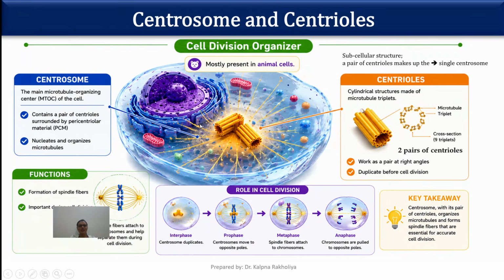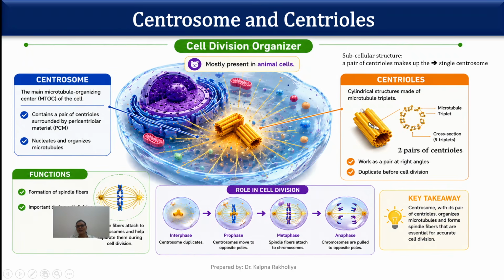So what is the function of the centrosome? It forms the spindle fiber during cell division. It duplicates during the interphase of the cell division cycle. And what is the composition of the centriole? The centriole is a subcellular structure. It is one part of the centrosome. A pair of centrioles makes up the single centrosome.